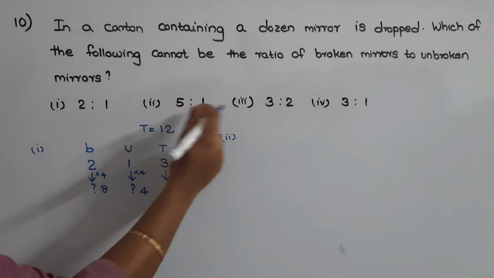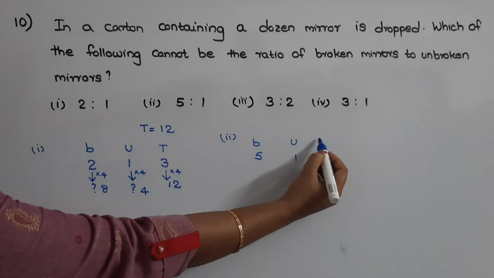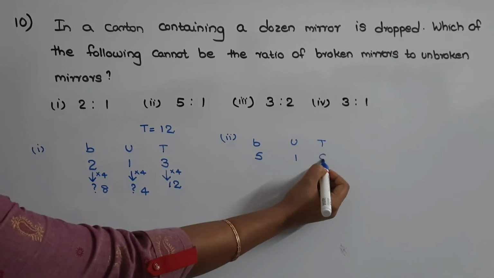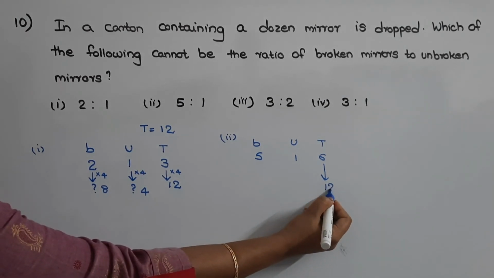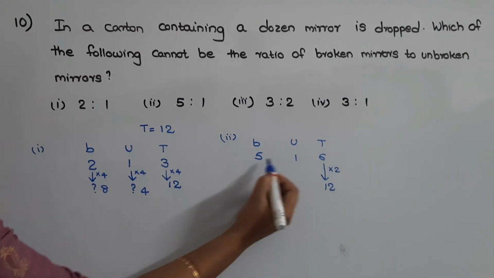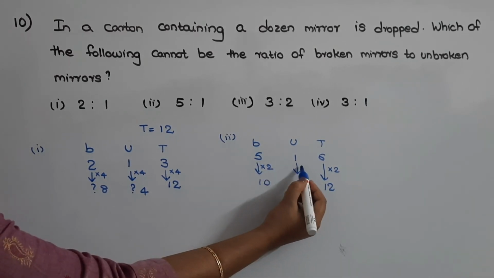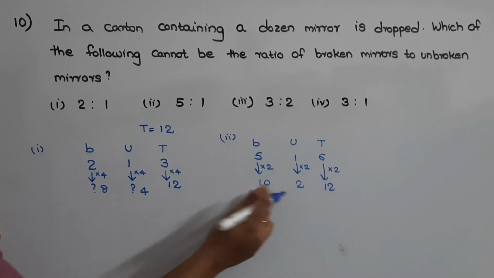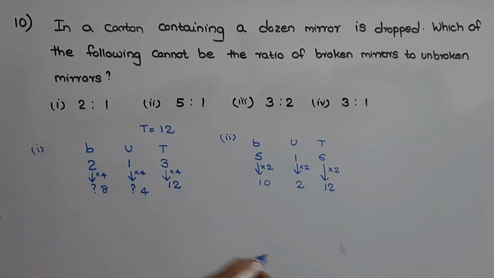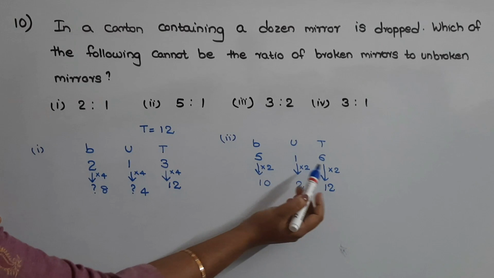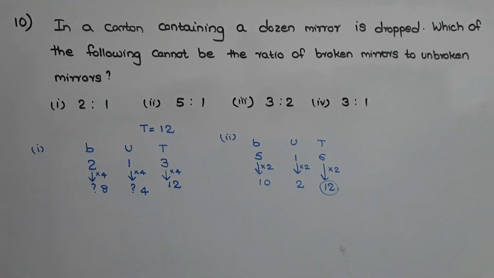In the second option they have given the ratio of the broken to unbroken mirrors as 5:1. Then the total of the ratio will be 5 plus 1, that is 6, and we can represent this 6 as the total number of mirrors given, that is 12. This 6 into 2 is 12. So what will be the value of 5? That will be 5 into 2, that is 10. And what will be the value of 1? That is 1 into 2, that is 2. Here also we got an exact value for the broken and unbroken mirrors. This was possible because this 6, the sum of the ratio, is a multiple of 12, the total number of mirrors given.